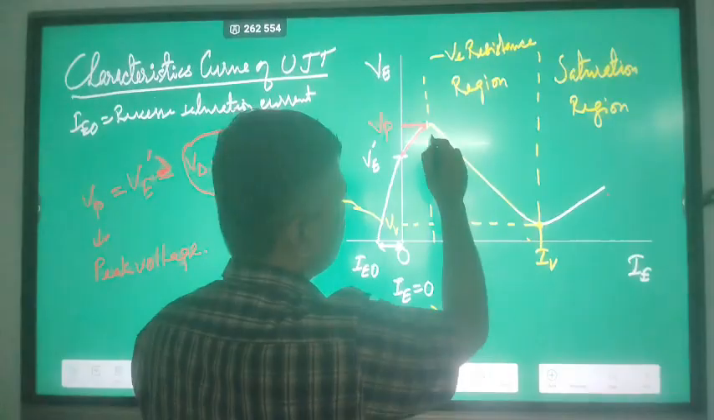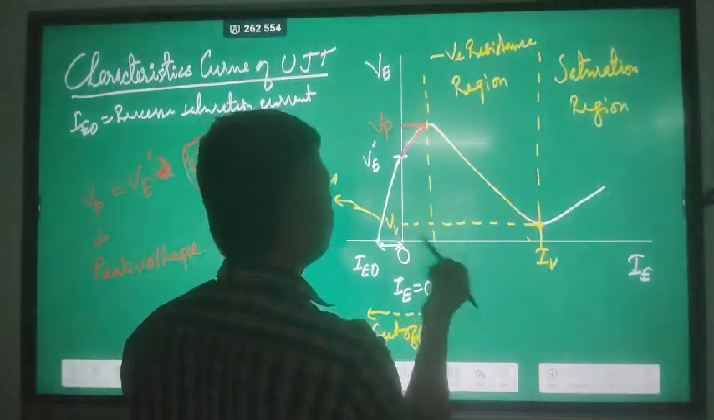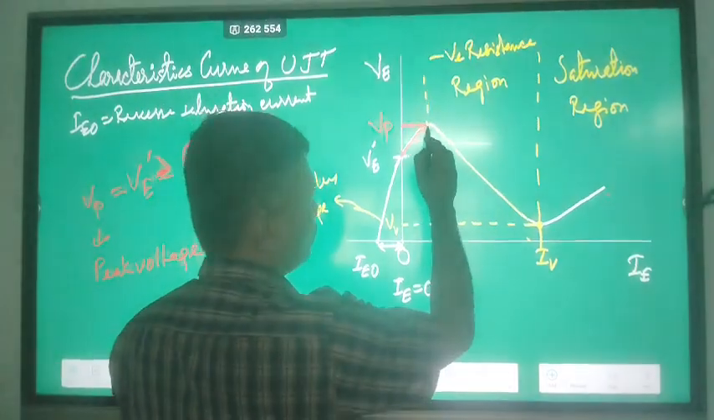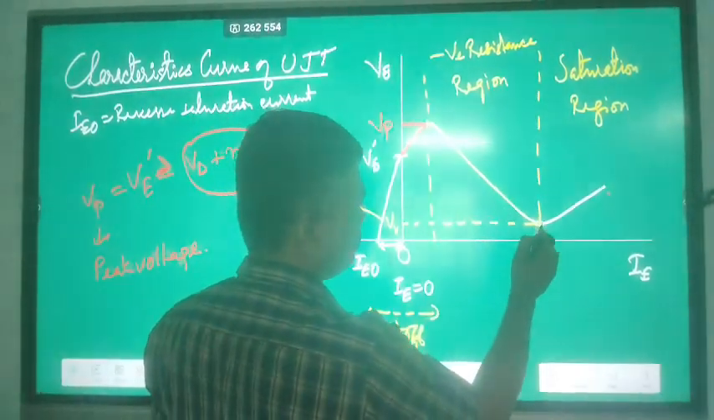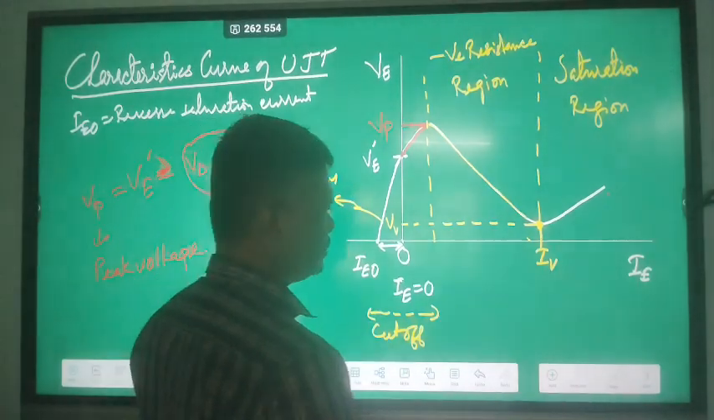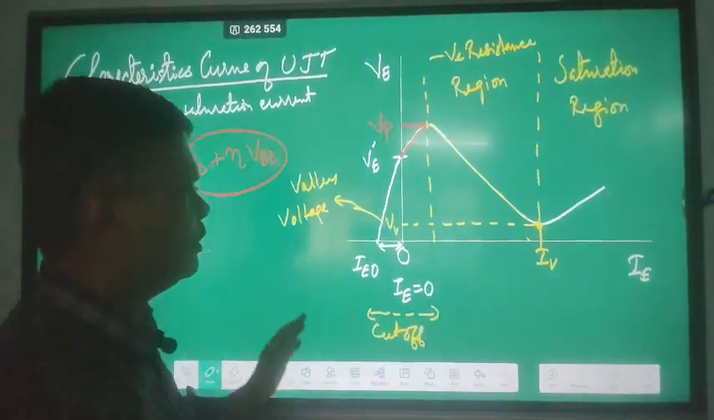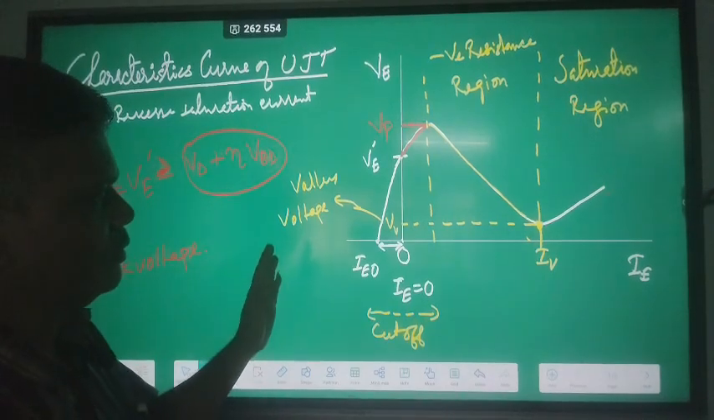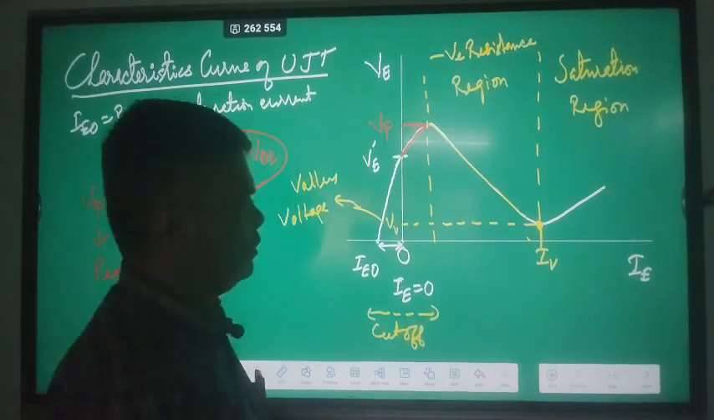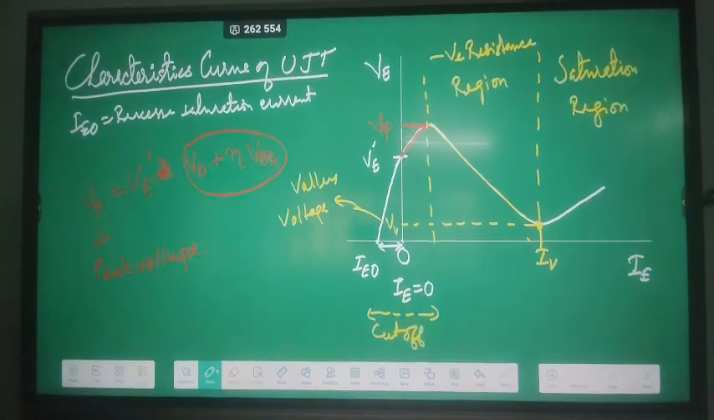Here what is happening? Holes are injecting into the UJT and electrons are moving out from the UJT. So after that, we are getting the saturation, the current will be saturated. Once the current is saturated, if you want to increase the current, you have to apply more voltages. This is basically the characteristic curve of a UJT.